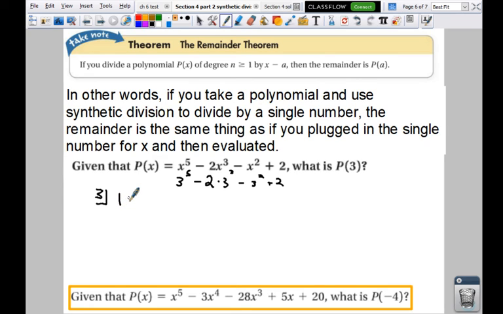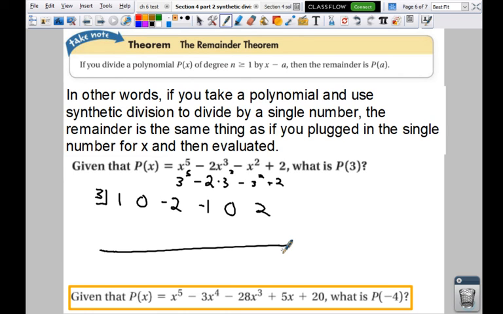1, do I have an x to the 4? 0. Oh, so I got to put 0 there. So I can't skip it. X to the 5th, x to the 4, x to the 3, x to the 2. Do I have just a regular x? No. No, so I got to put 0 again. 2.